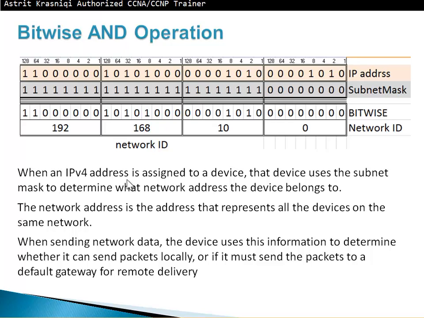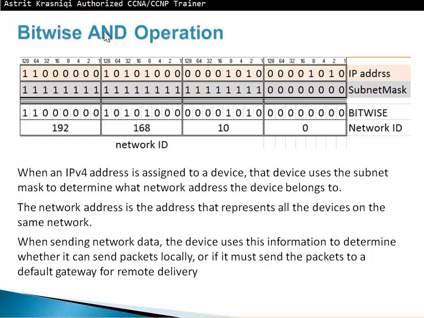Now, the bitwise AND operation. When an IPv4 address is assigned to a device, that device uses a subnet mask to determine what network address the device belongs to. So to find out what network I am on, the device is going to use a subnet mask. The network address represents all the devices on the same network. When sending network data, the devices use this information to determine whether they can send packets locally or must send the packets to the default gateway for remote delivery.